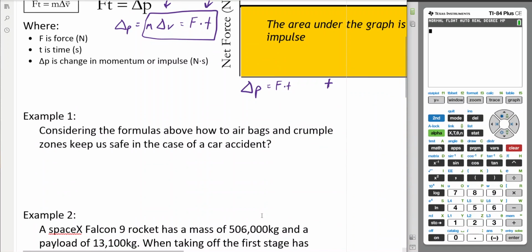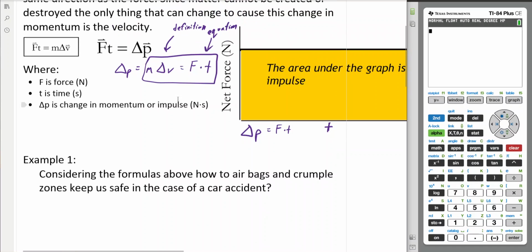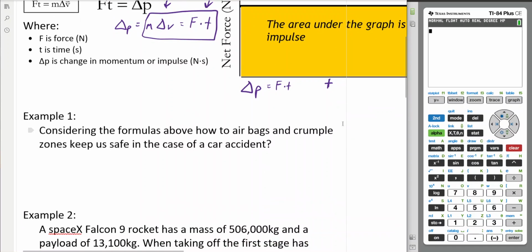Alrighty, so let's just think about this formula and how it applies to us. Considering the formulas above, how do airbags and crumple zones keep us safe in the case of a car accident? Well, as always, I recommend you pause the video, you think about the question, and you press play once you feel like you have an answer. But I will answer it at this point.